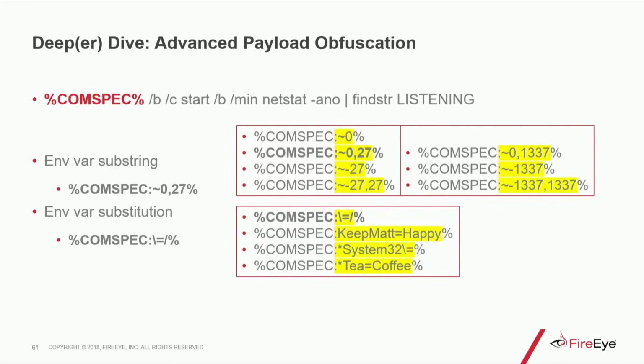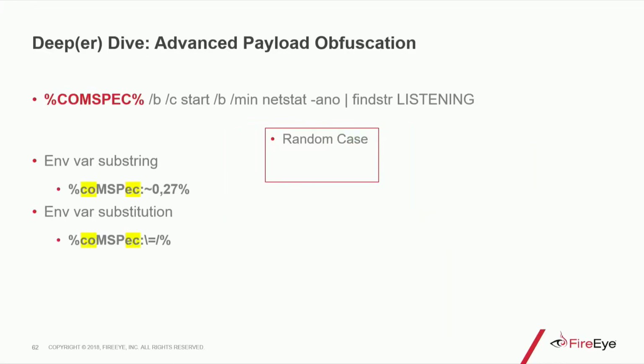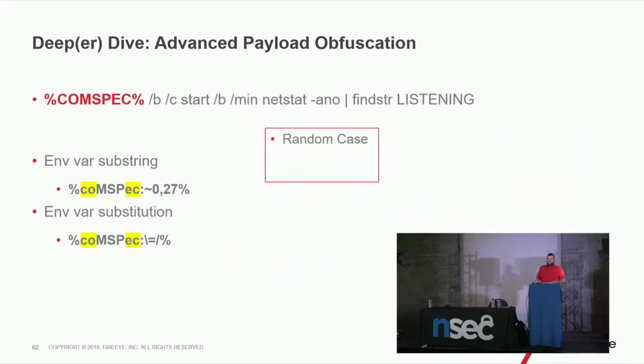So let's just choose two of these and keep going. We can randomize the case of the variables. If anyone's doing case-sensitive detections on this, looking for anomalies is actually a good way to detect some of this stuff. But just in case, as defenders, we should know it's possible to do this.